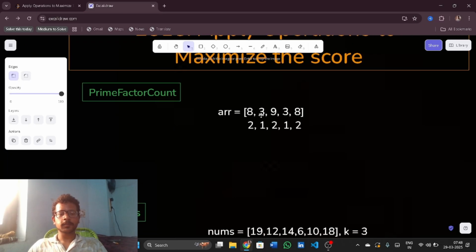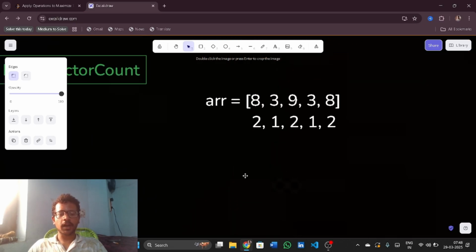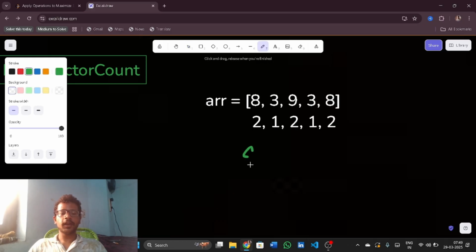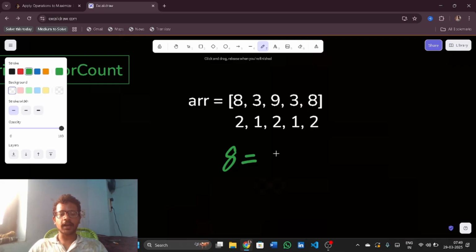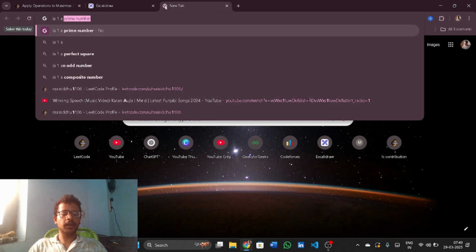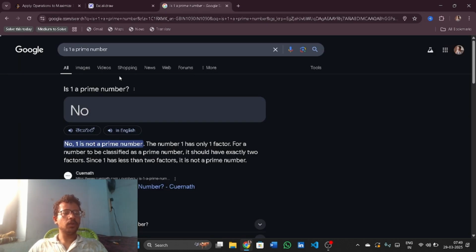Prime factor count. So 8 is having a prime factor count of 2 and 3 is having 1, 9 is having 2, 3 is having 1, 8 is having 2. For 8, I need to write all those prime factors. I can represent 8 as 2 times 2 times 2 times 1, but here I am considering 1 as a prime number. Let us see, is 1 a prime number? No, 1 is not a prime number.